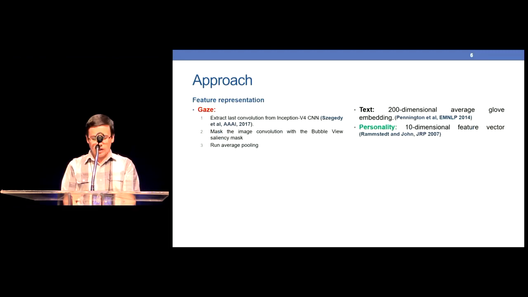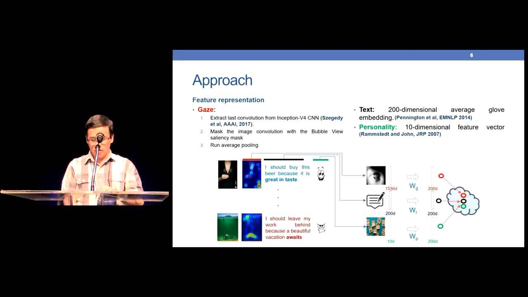We first collect gaze data along with responses for images. Next, we represent gaze using the last convolutional output of an Inception-based CNN masked with our gaze map. Text is represented with a GloVe embedding, and for personality, we use a 10-dimensional feature vector. We find an embedding space where paired samples are close by, and we consider 3 types of paired samples. Describe it next.